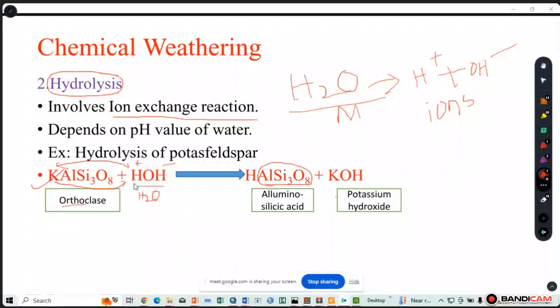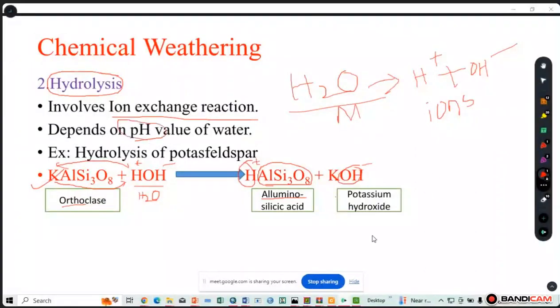So that means the ions get exchanged. After that it is converted into aluminosilicic acid and potassium hydroxide. You see, H+ has come here next to AlSi3O8 and OH has come next to K. So it involves an ion exchange reaction, and it depends upon the pH value.